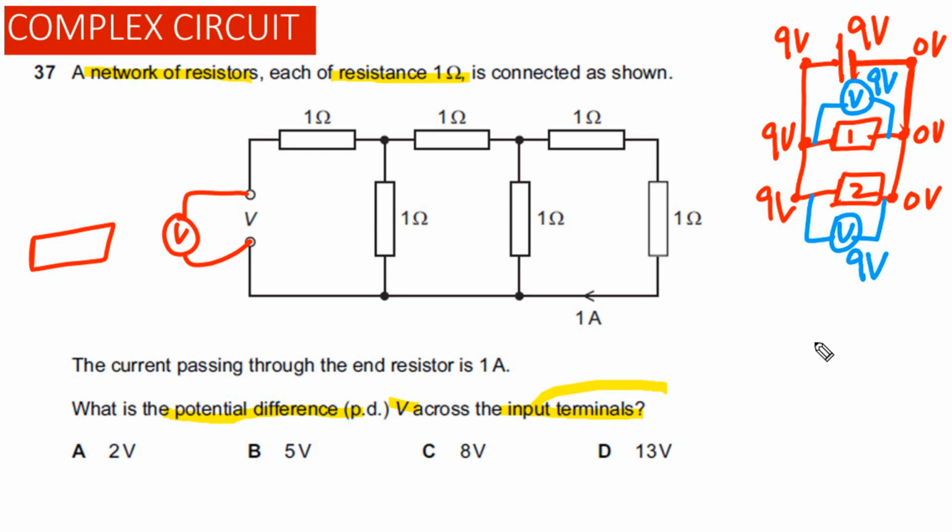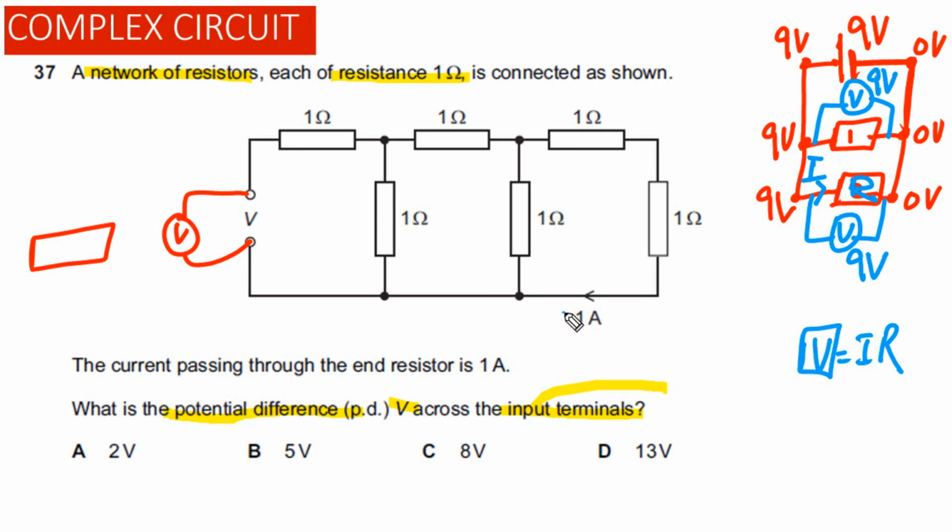The second concept we need to understand, V is equal to IR, meaning Ohm's law, is simply telling us if we have this resistor, let's say its resistance is equal to R and current passing through this resistor is equal to I, the potential difference across this resistor will be equal to V. So these are two main concepts we need to understand, and then we can answer this question.